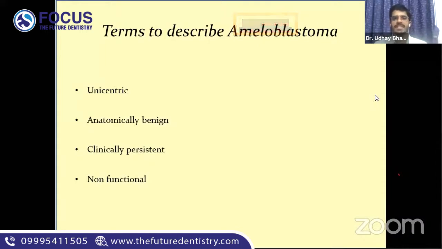So unicentric, anatomically benign, clinically persistent, and non-functional. Just remember what each term stands for. That will help you explain ameloblastoma better and will also help you understand these points much better.